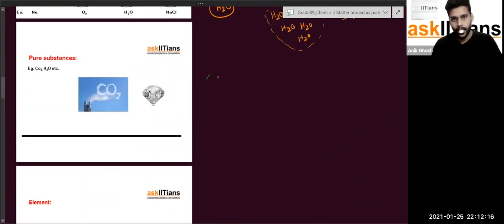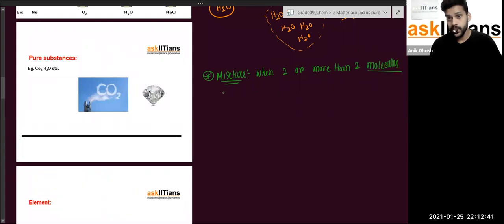So what is mixture now? Okay, so when two or more than two molecules, or you can also write molecules or compounds, are mixed together, okay, then we call it a mixture. Fine, that is the example of a mixture.